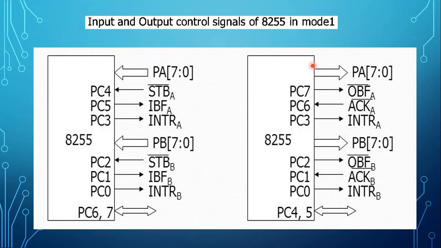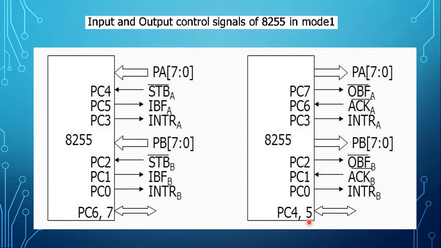Similarly, mode 1 output. See the arrow mark, it points outside. So port A and port B both act as outputs. Port C acts as control signals for port A and port B. Here PC3, PC6 and PC7 are control signals of port A. Then PC0, PC1 and PC2 are control signals of port B. PC4 and PC5 are not used and can be used in mode 0 operation, that is simple I/O mode.